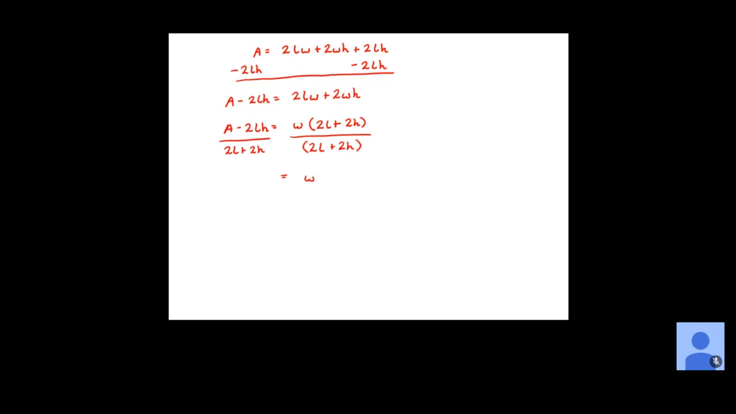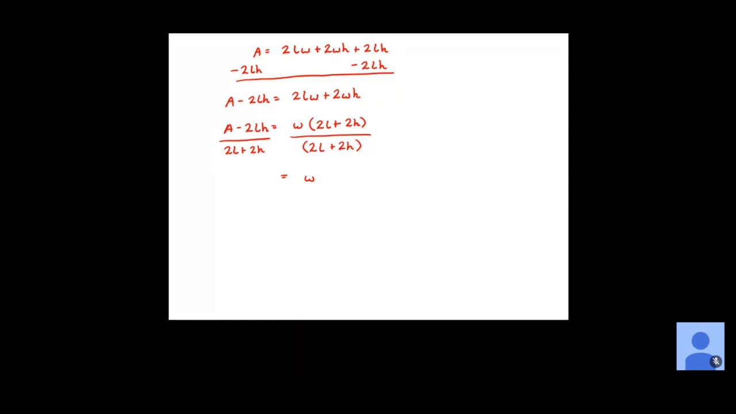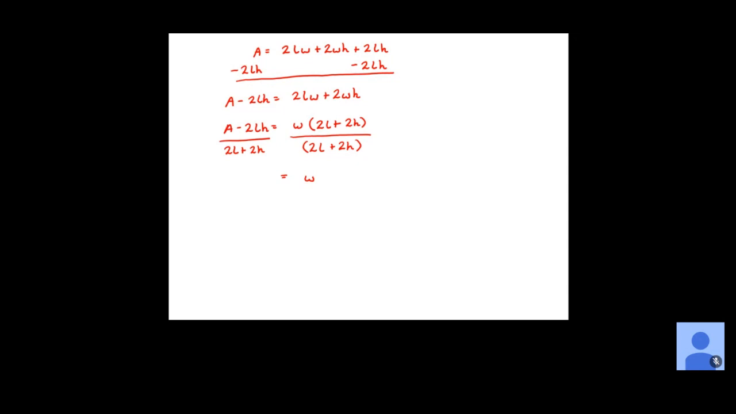And on the other side, again, because there's that addition and subtraction, there are no common factors that are going to cancel out. Nothing's exactly the same. And so this becomes A minus 2LH over 2L plus 2H. And that would be my answer.